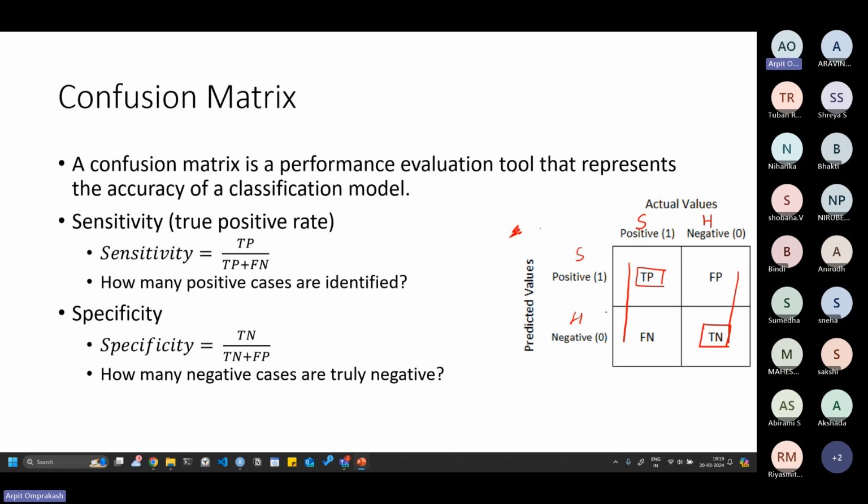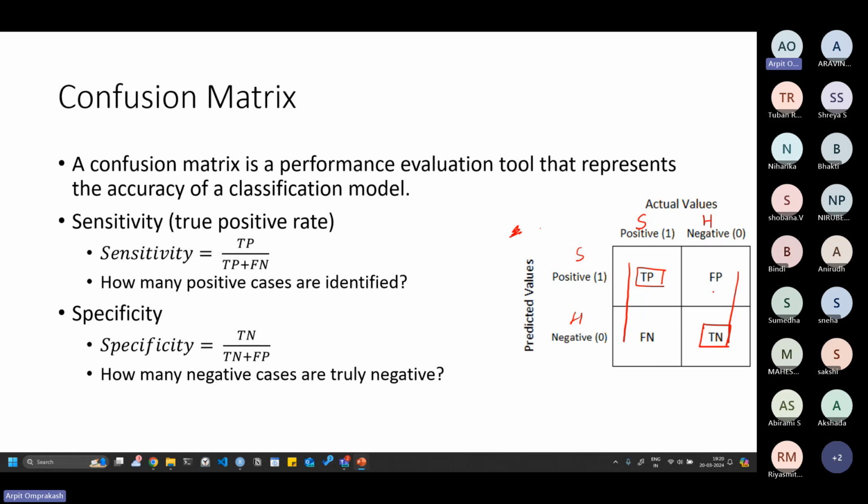So based on all this, we have different measures that we can calculate to see how our model is doing. Sensitivity, or the true positive rate, tells us how many positive cases are identified from the whole data. So it's basically true positive divided by the total number of positives: true positive plus false negative. Specificity tells us how many of our negative cases are truly negative. So it's true negative divided by the total number of negatives: true negative plus false positive.